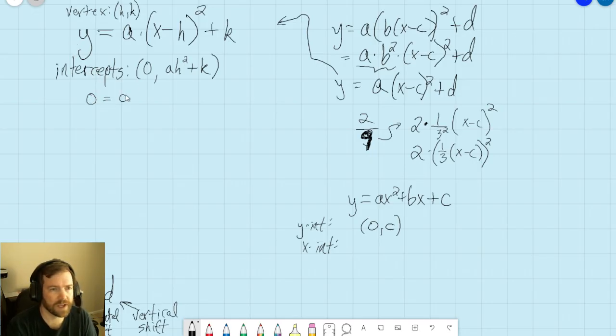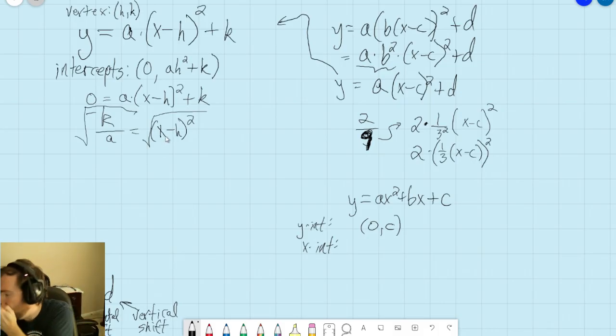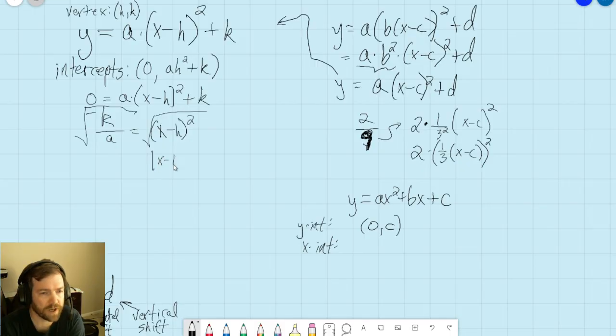Well, that's 0 equals a times (x minus h) squared plus k. How do you solve this? Well, subtract k. Then when you subtract k, you've got a times this stuff, so we can also divide by a, leaving us with (x minus h) squared. Okay, take the square root of both sides. Here we have the absolute value of x minus h is equal to the square root of negative k over a.